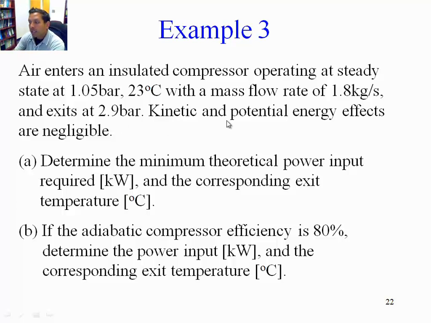We can neglect kinetic and potential energy effects, and we are asked to determine the minimum theoretical power input required and the corresponding exit temperature. So minimum theoretical means the ideal, the isentropic power in kilowatts. We have the mass flow rate, so we can actually calculate power. And we're told that if the adiabatic efficiency of the compressor is 80%, we are to determine the actual power input requirement and the corresponding exit temperature.